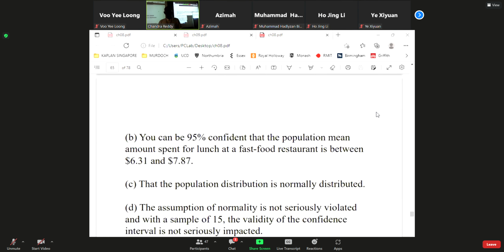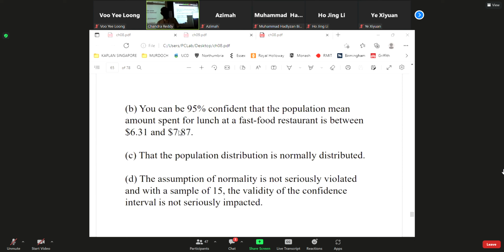Once you do the calculation, the next part of the question is asking you to elaborate on the result. At 95% confidence, you can say that the amount spent for lunch at the restaurant is between, and you can give the range of the values. So you can give the range like this.